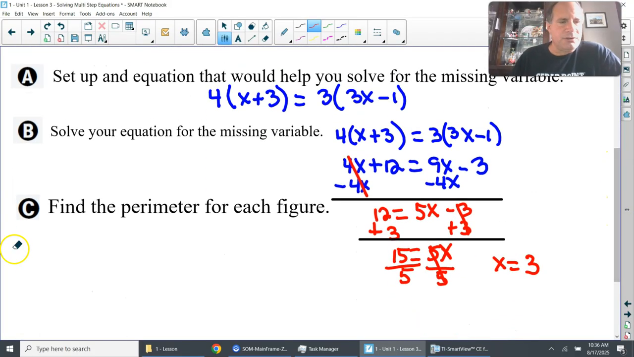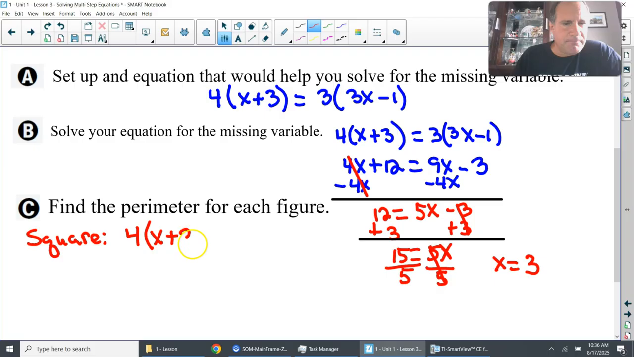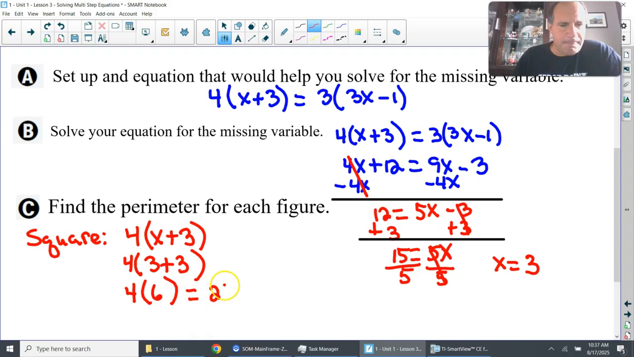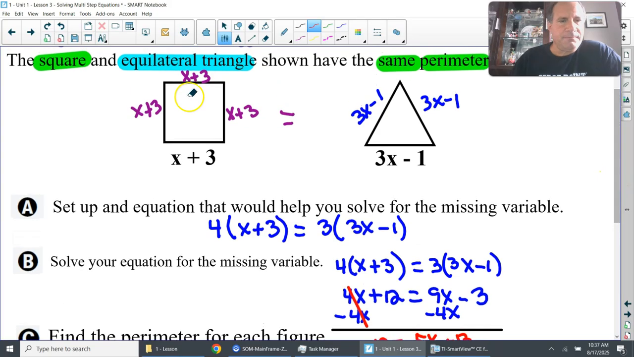So we're just going to put square down. And that is 4 times the x plus 3. So the perimeter would be just 4 times 3 plus 3. 4 times 6. So the perimeter would be 24. And that's for the square. So I'm going to put that up here.